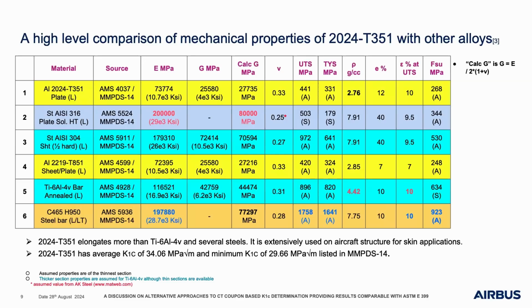Also note that the MMPDS values, just for reference further down, are 34.06 MPa root meter, with a minimum of 29.66 MPa root meter for 2024 T351.